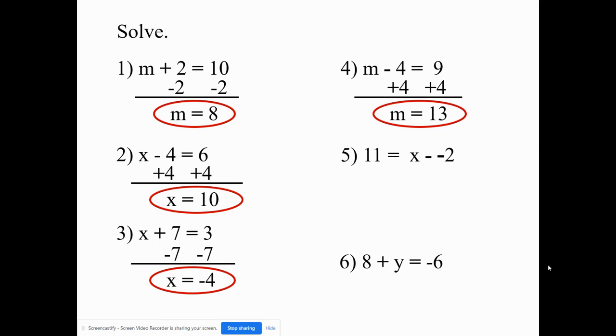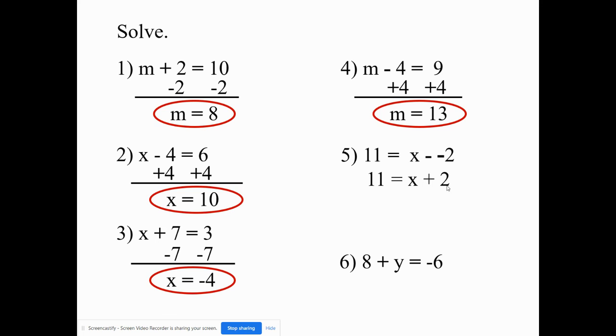Okay, here we've got 11 equals x take negative 2. So before we can carry on, we've got a problem here because we've got two negatives next to each other, which we can't do. What do you do if you've got two negatives next to each other? It becomes a positive, doesn't it? So now we can carry on.